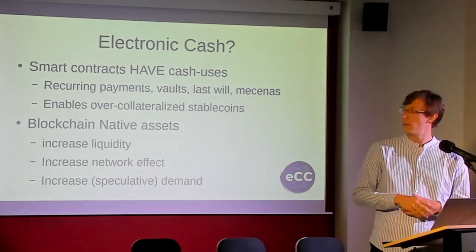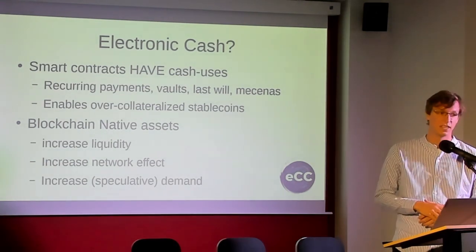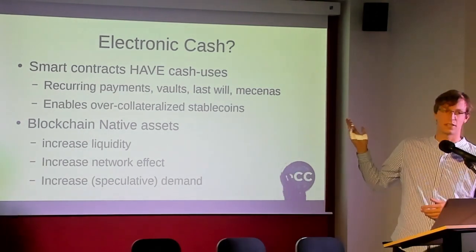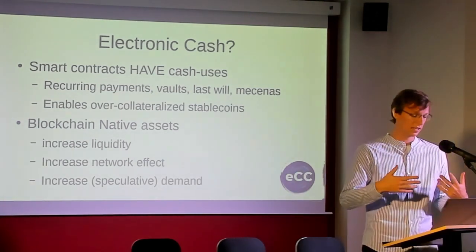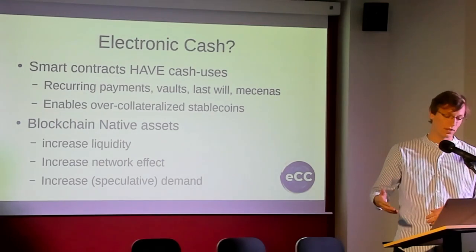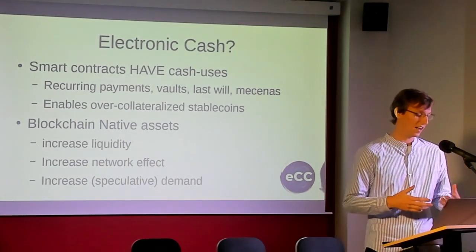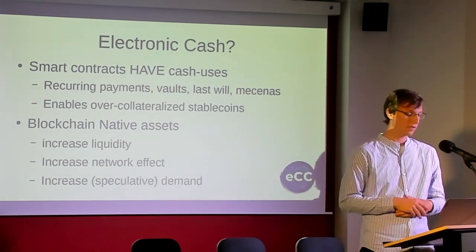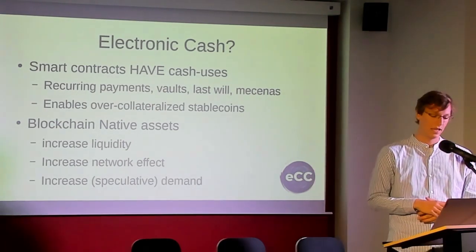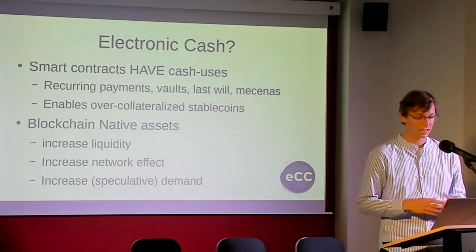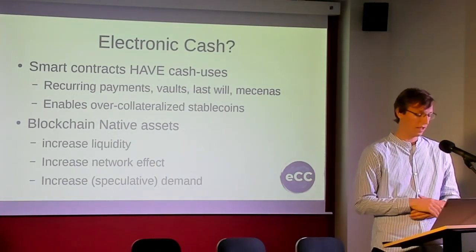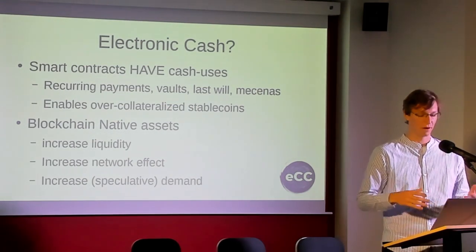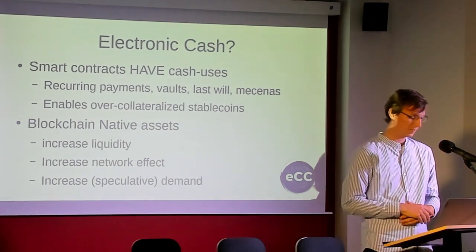Because, for example, recurring payments, vaults, kind of last will, inheritance contracts, and Mecenas, so kind of donation contracts, which are recurring donations, are all forms of smart contracts. And they are a clear use of cash. So without smart contracts, none of these will be possible. And vaults are actually improved with the CashTokens upgrade. So some of these benefit directly from having proper cash tokens or proper smart contracts on Bitcoin Cash.